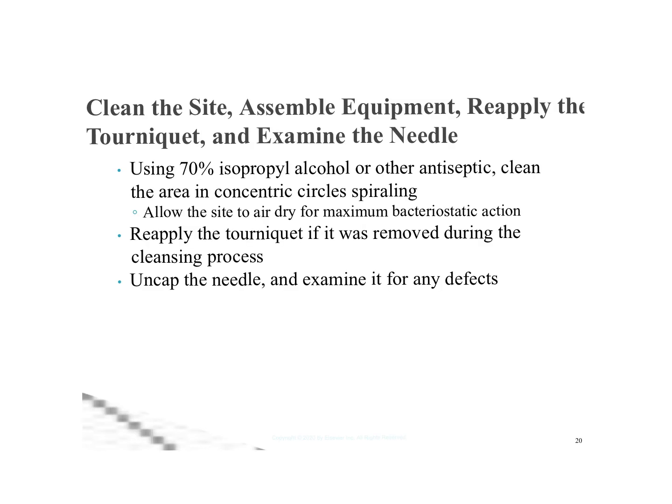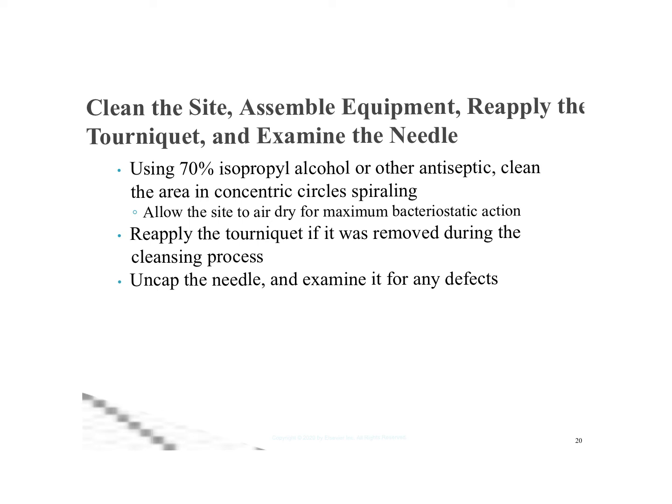Cleansing the site, assembling our equipment, and so on. Using 70% isopropyl alcohol or other antiseptic, we're going to clean the area in concentric circles, spiraling. Allow the site to air dry for maximum bacteriostatic action. We would reapply the tourniquet if it was removed during that cleansing process.